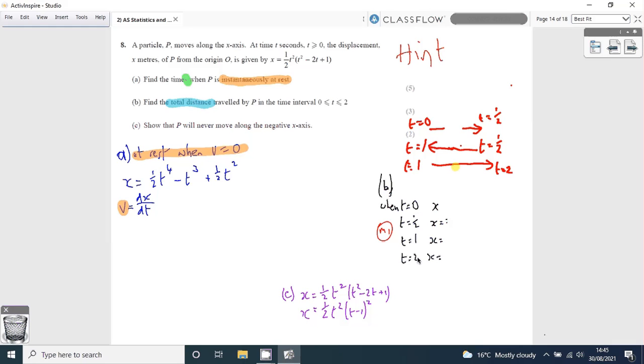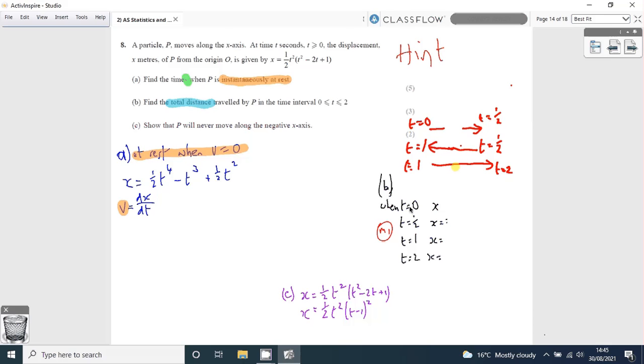Now for part B, the total distance travelled is what it says. So it's the amount of time you're travelling to the right, then back to the left, then back to the right again. So it's not the overall displacement. It's not where you end up compared to where you started. It's the total distance travelled.